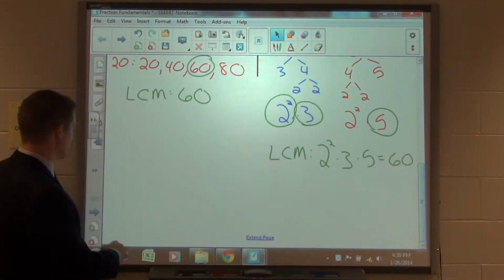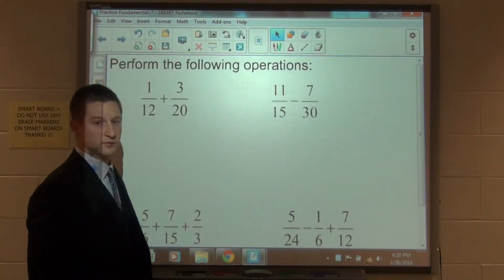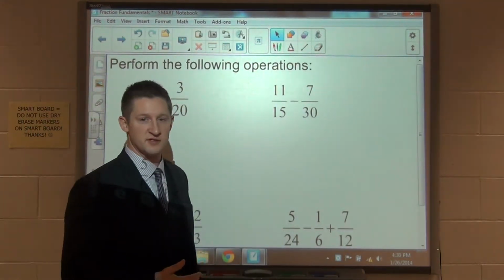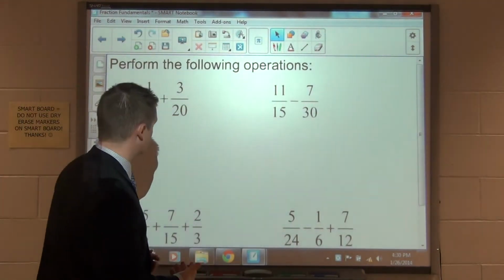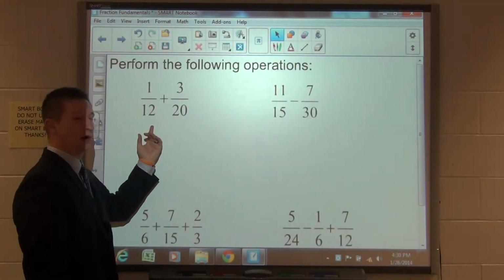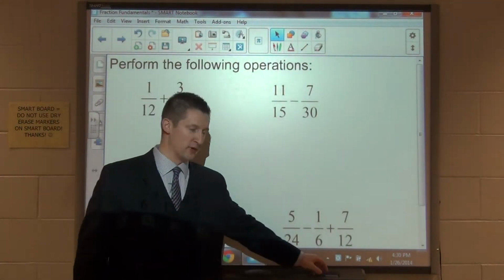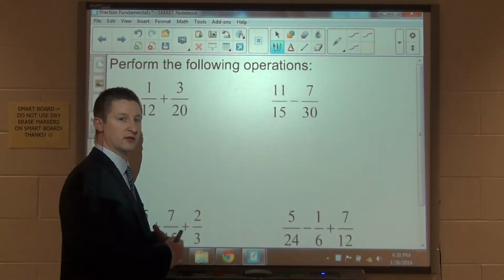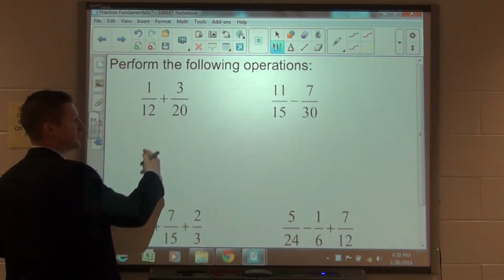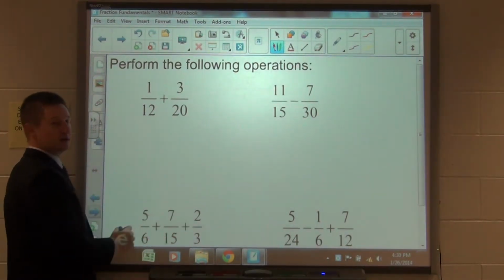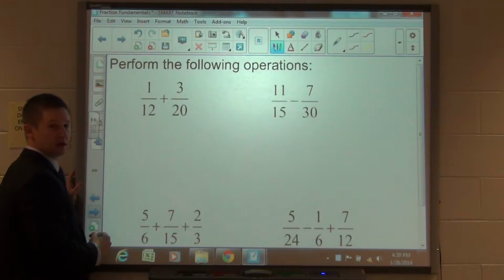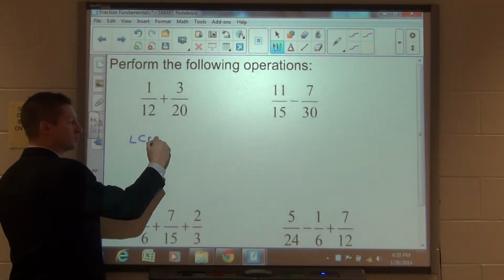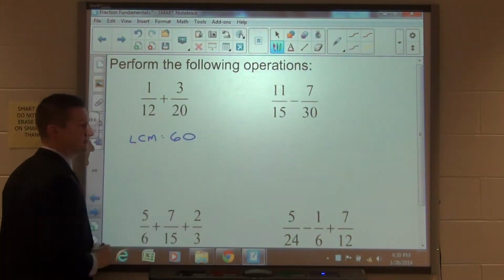Now, when we add or subtract rational expressions, thinking fractions, we need to have the same denominator in order to do so. So as I look at the expression 1/12 plus 3/20, at the moment, these two fractions do not have the same denominator. So what I need to do is find the least common denominator between these two fractions. The least common denominator being the least common multiple of 12 and 20. Well, as we showed before, the least common multiple of 12 and 20 is the number 60.